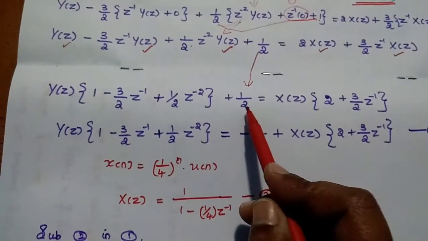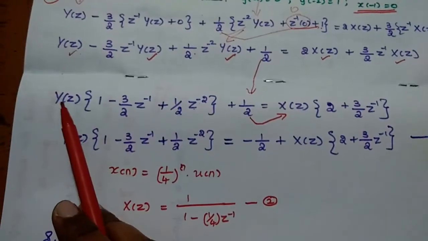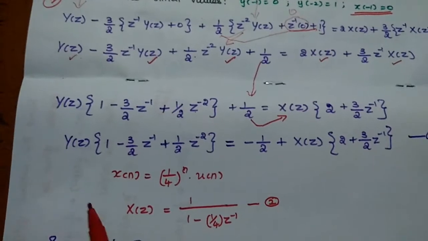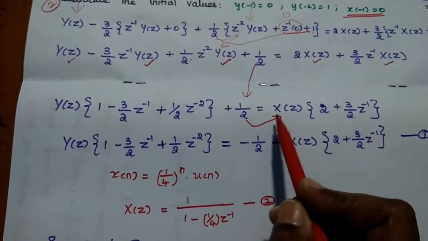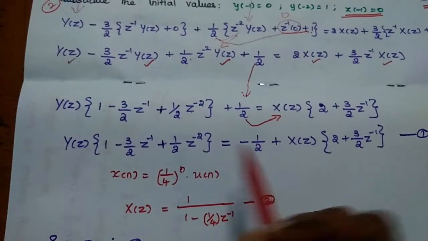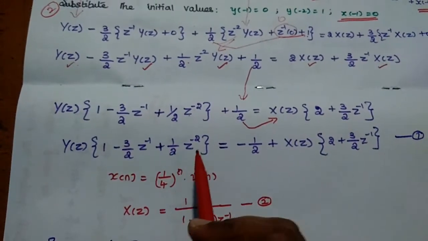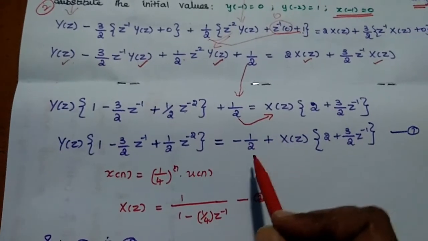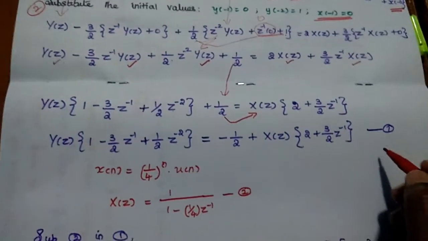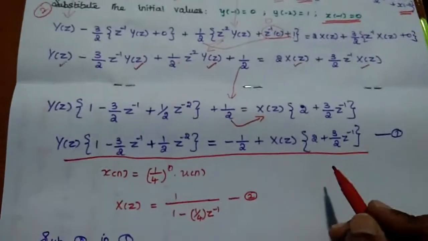We are going to move this constant value into this right hand side because we want to find out the value of y of z. We want to keep that y of z alone in the left hand side. So first we are going to move this 1 by 2 to this right hand side. So it becomes minus 1 by 2. So y of z into 1 minus 3 by 2 z power minus 1 plus 1 by 2 z power minus 2, that is equal to minus 1 by 2 plus x of z of 2 plus 3 by 2 z power minus 1. We have to keep this equation as first equation. It is very important one.